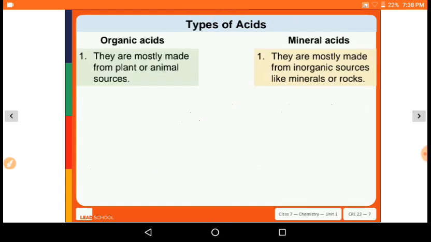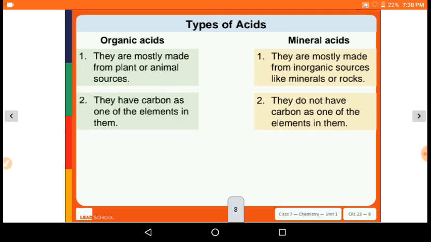Types of acids: first organic acids, then mineral acids. Organic acids are mostly made from plant and animal sources, and mineral acids are mostly made from inorganic sources like minerals or rocks. Organic acids have carbon compounds in them and mineral acids do not have carbon in them.